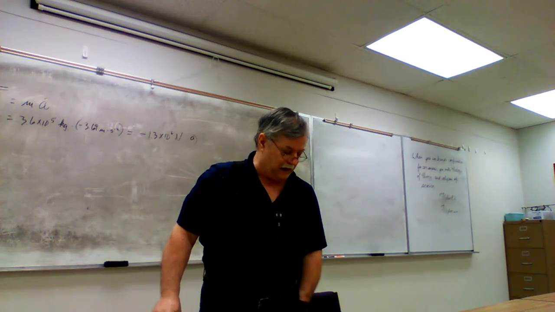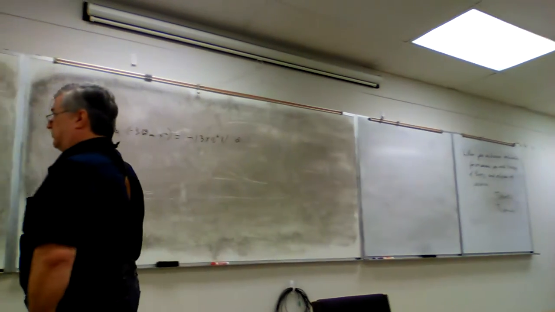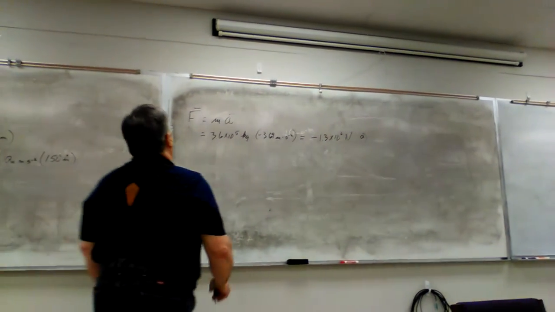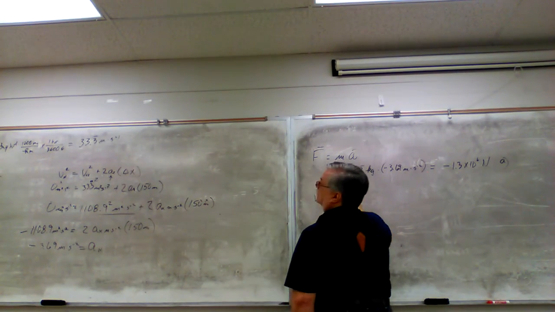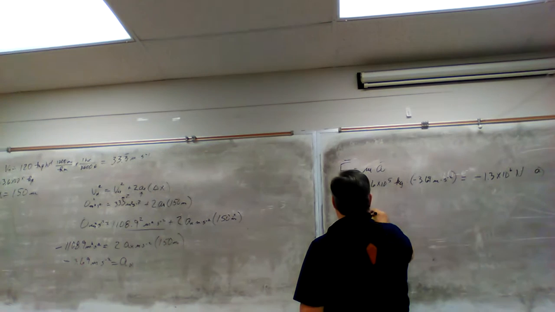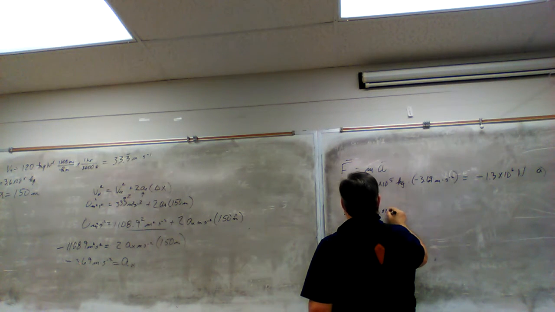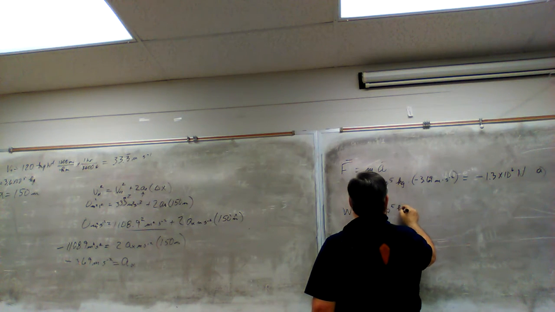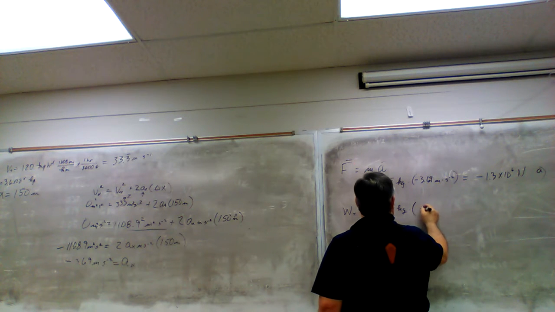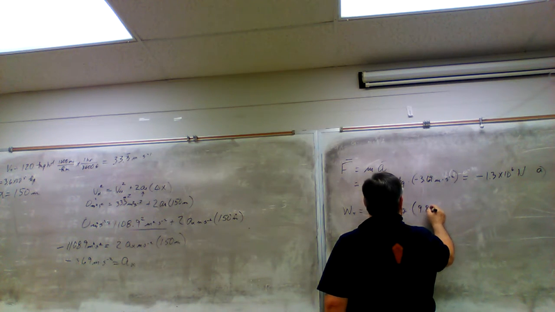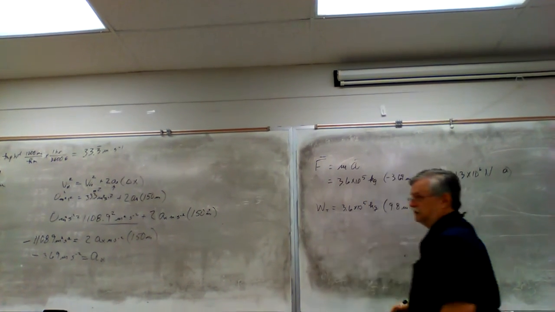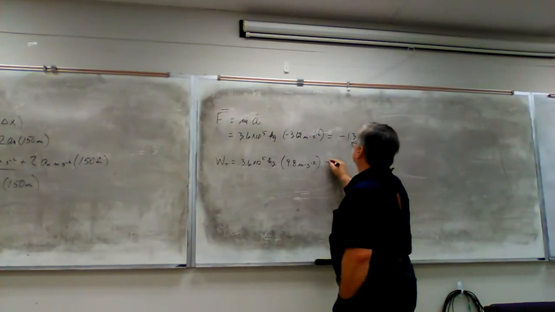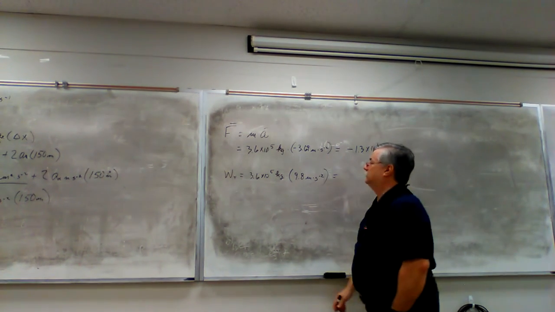Compare that to the weight of the train. What is the weight of the train? It's 3.6 times 10 to the 5 kilograms times 9.8 meters per second squared, the acceleration due to gravity. And that gives us what?